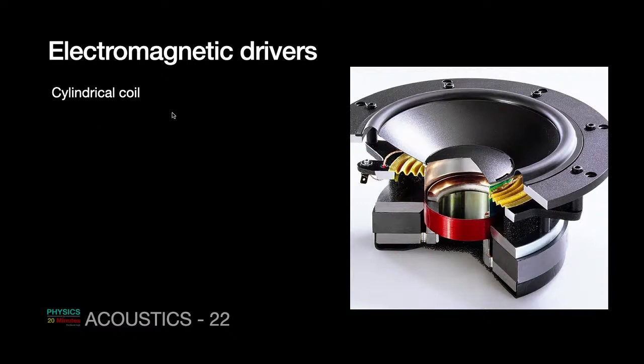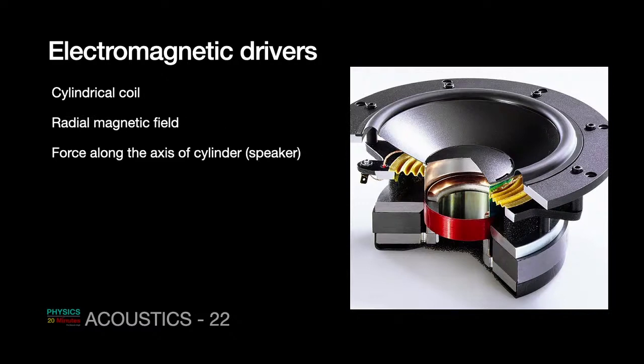So that is the cylindrical coil, which is kept in a radial magnetic field, and the force is along the axis of the cylinder. The axis of the cylinder is vertical. This is the direction in which the force will work, either upward or downward, depending upon the direction of current. The change in the force direction happens according to the frequency of sound that will make the cone vibrate up and down. The force is given by BLI at any instant.